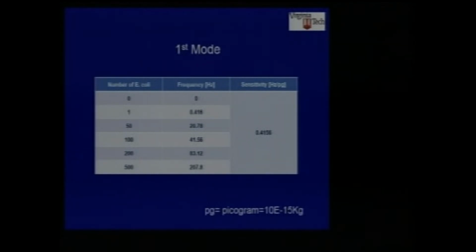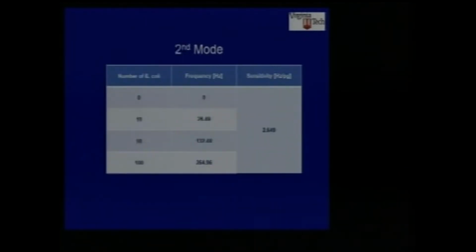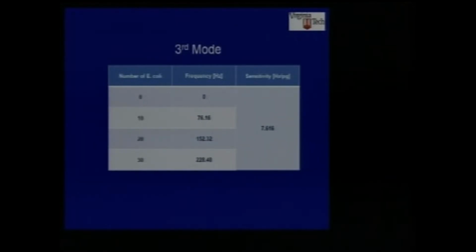Very small. If you go to the second mode, then it goes up by a factor of essentially 5. If you go to the third mode, then the sensitivity doubles. So the higher the mode, the more sensitivity you have.